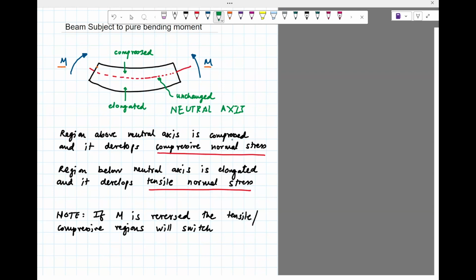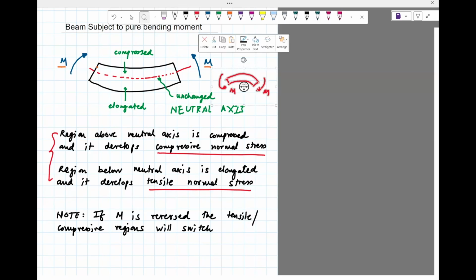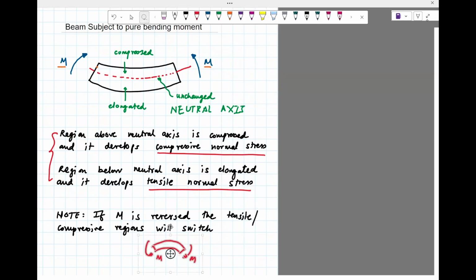Okay, so region above the neutral axis is compressed, and region below the neutral axis is stretched. Now the statement here is to be taken with only this figure. You could have a scenario where this M is reversed and the beam will bend this way, in which case clearly the bottom part is under compression, the top part is under tension. So this statement which I've put over here only applies to this figure, so be careful when you use it. If M is reversed, then we'll have the regions switch. So that is this case. Okay.